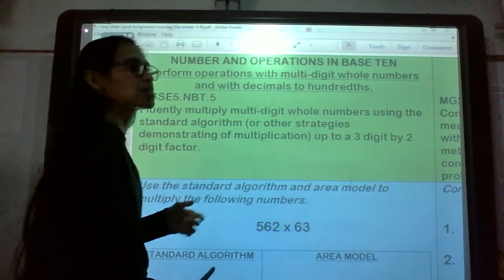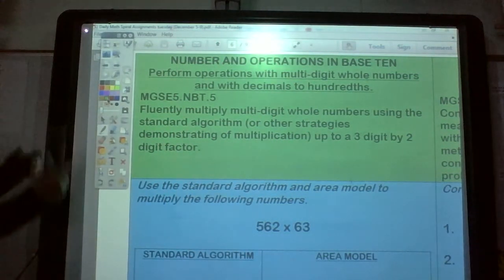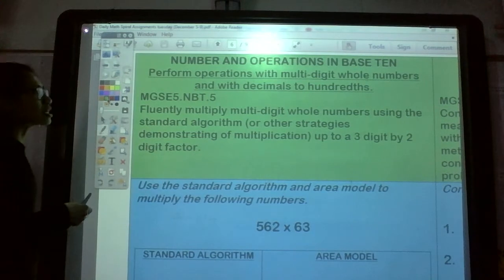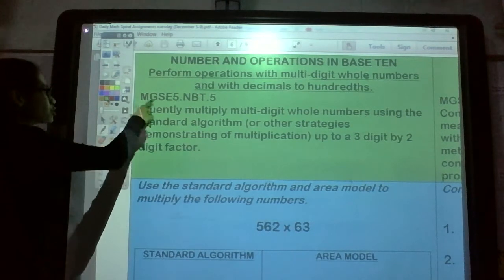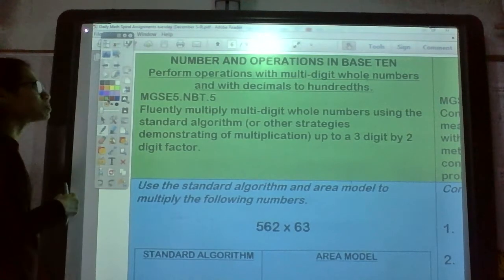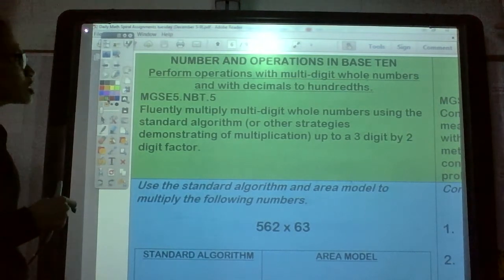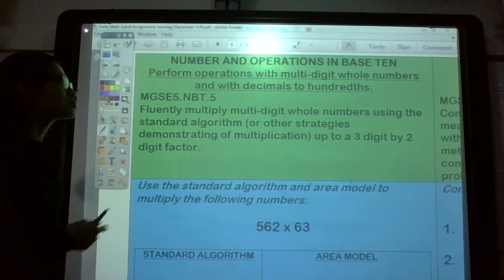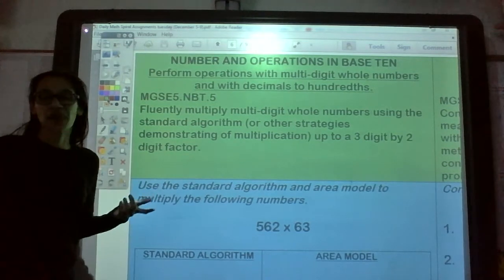Let's begin by reading the standard. It says number and operations in base 10. Perform operations with multi-digit whole numbers and with decimals to hundreds. MGSE 5, NBT 5. Fluently multiply multi-digit whole numbers using the standard algorithm or other strategies demonstrating a multiplication up to a 3-digit by 2-digit factor.